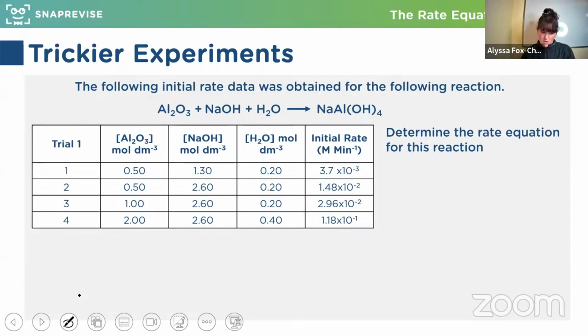Okay, so let's try this one. Again, the principle is identical. It's exactly the same, so we should all be able to have a go at it. We just might get stuck towards the end. Let's compare trials 1 and 2.